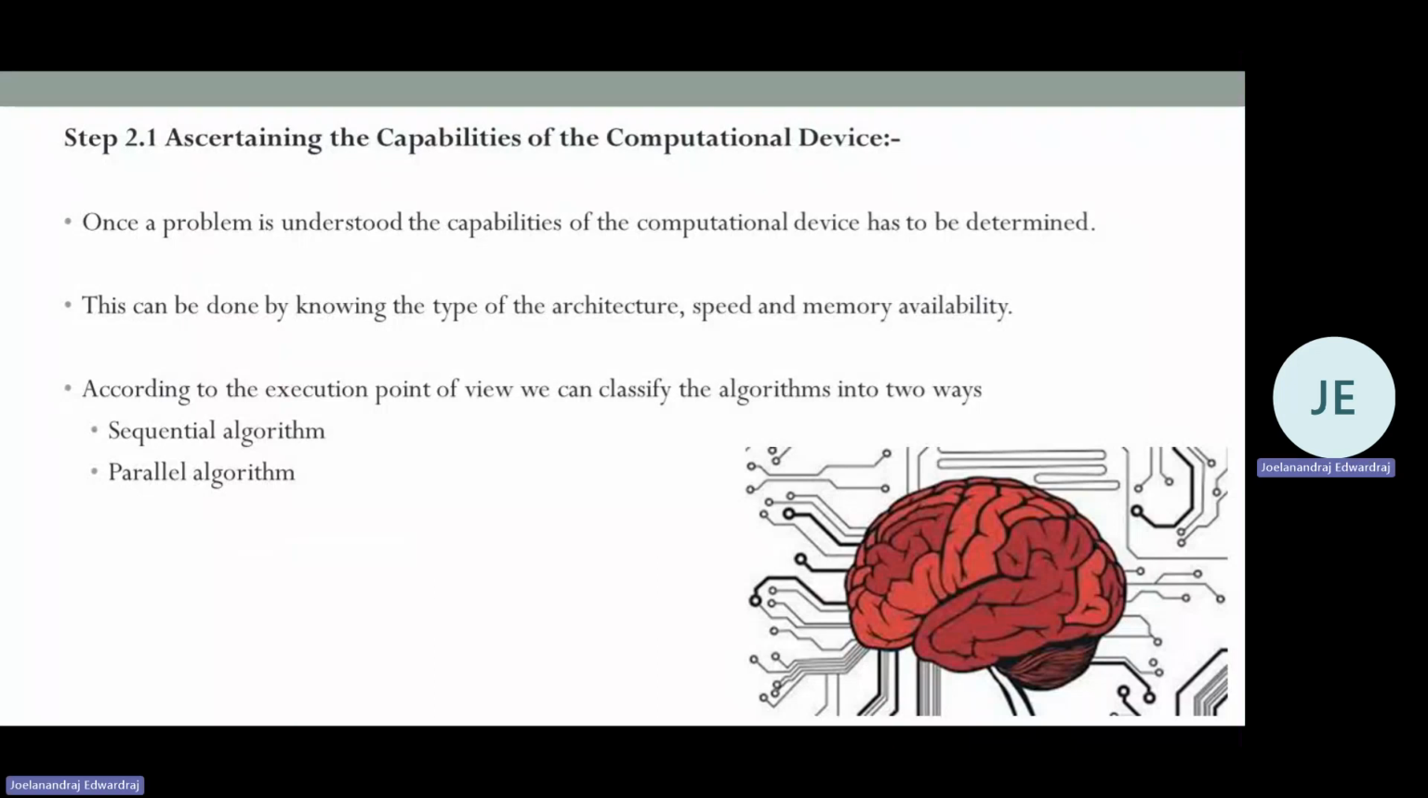So from the execution point of view, from how your algorithm or how your program is going to execute, you can even classify the algorithm in 2 ways. One is sequential algorithm, other one is parallel algorithm. Sequential and parallel. So how about the sequential algorithm?